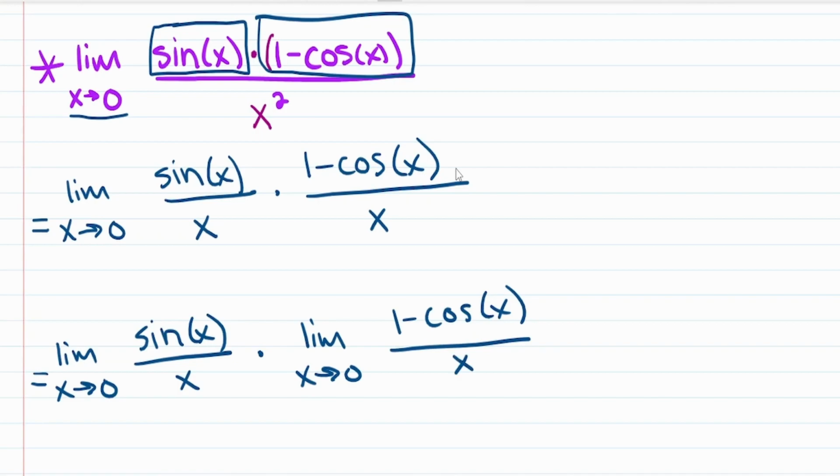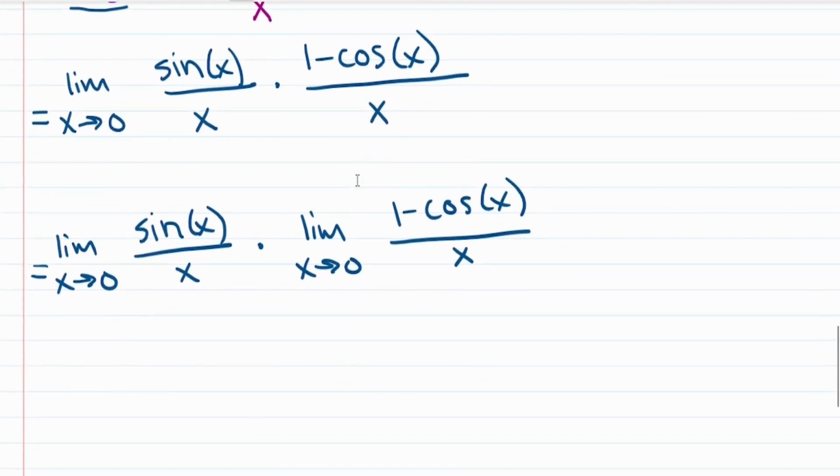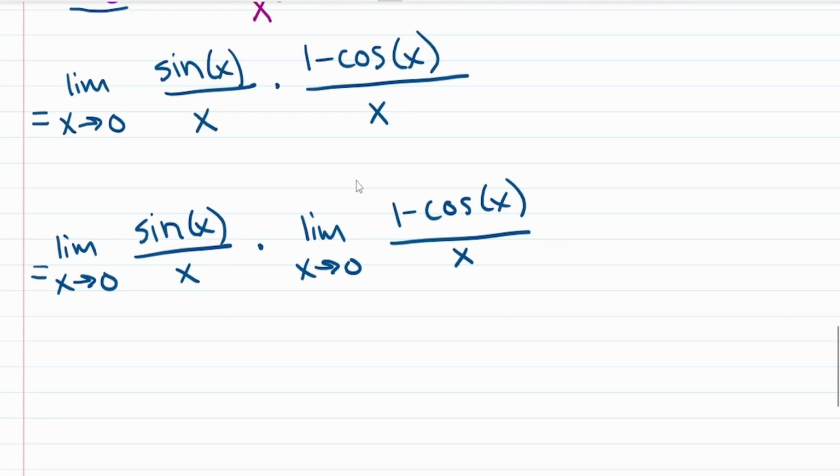Now that these are both in the right format to apply our special limits, we know that the limit as x approaches 0 of sine x over x is always equal to 1. And we know the limit as x approaches 0 of 1 minus cosine x over x is always equal to 0. So our final answer would be 0.